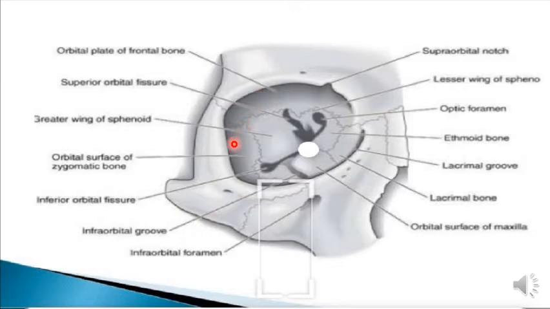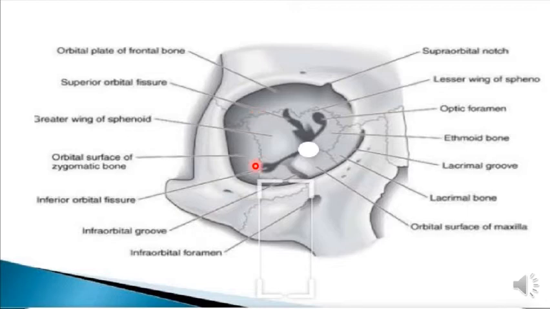Laterally, the wall is made up of the zygomatic bone and the greater wing of the sphenoid posteriorly. Laterally, the anterior half of the globe is not covered by bone. So palpation of retrobulbar tumors is easier from the lateral side rather than from the nasal side.